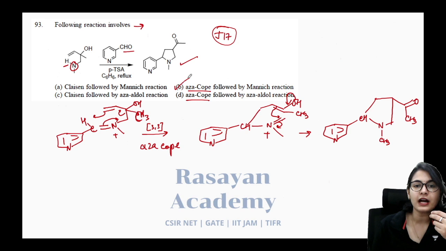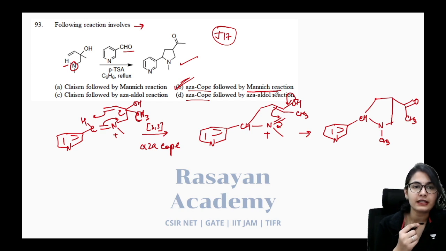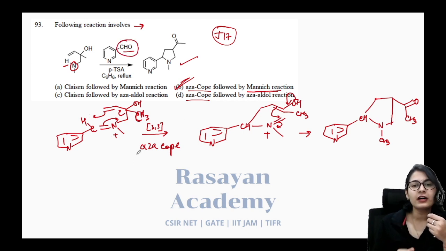So we are doing the aza-Cope followed by the Mannich reaction. Okay, we are not doing the aza-aldol reaction. It is a Mannich reaction. So the answer has to be option number B. But one step is extra. You are first forming the iminium ion, but that's not asked. So this is your correct answer.